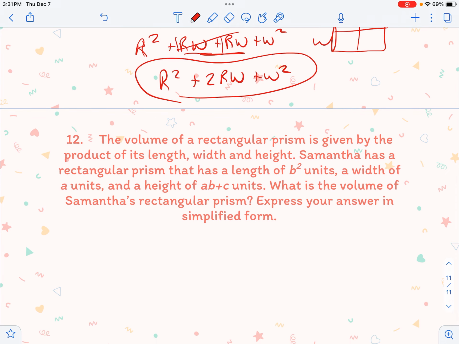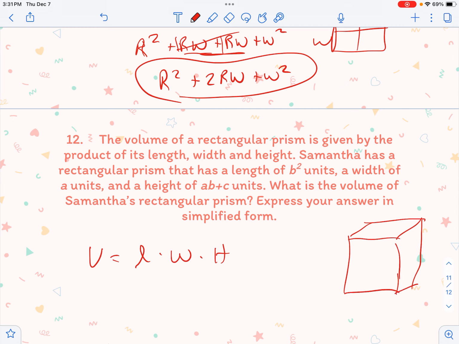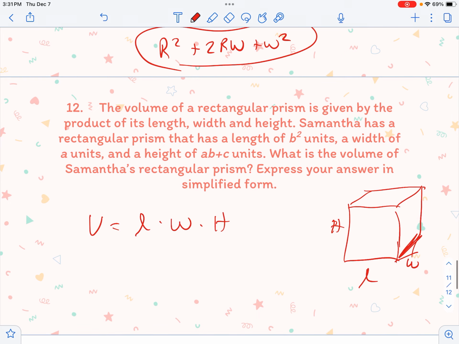The volume of a rectangular prism is given by the product of its length, width, and height. Volume equals length times width times height. Anyway, length, width, and height. You're going to multiply those three in order to get your volume. Well, the length is b squared, so I'm going to take b squared times the width, which is a units, times the height, which is ab plus c.